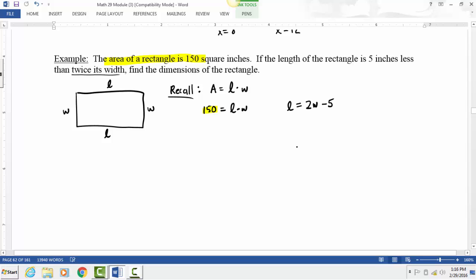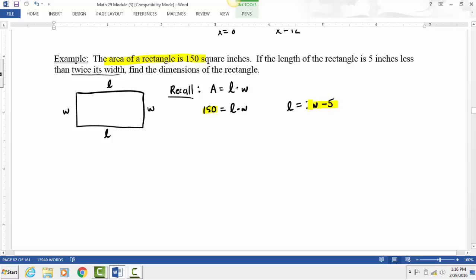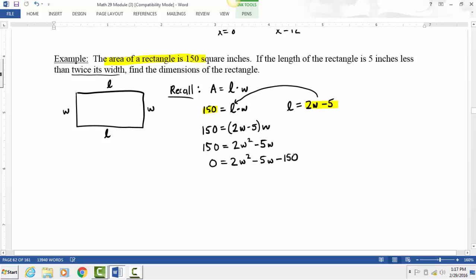2 times W. And much like the last problem, what are we going to do with that L equals 2W minus 5? We are going to substitute. So you can take that and plug it in for L. And so this equation becomes 150 equals L, but L is 2W minus 5. We still have the W on the end. Again, we distribute. So we have 150 equals 2W squared minus 5W. And again, we see W squared. What does that mean? Quadratic equation. So we need to move this 150 over with the other terms. So we have 0 equals 2W squared minus 5W minus 150.